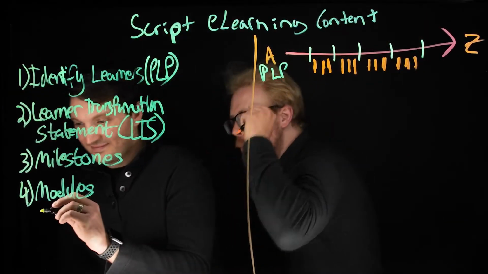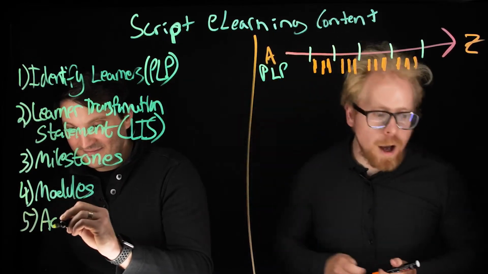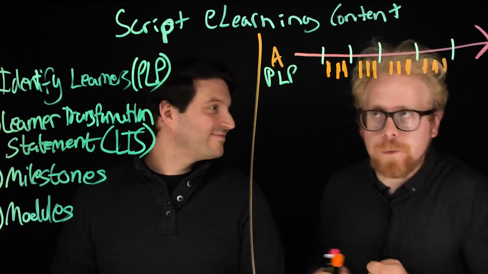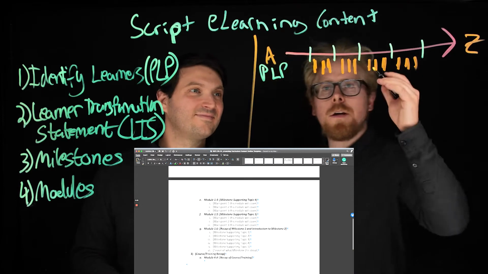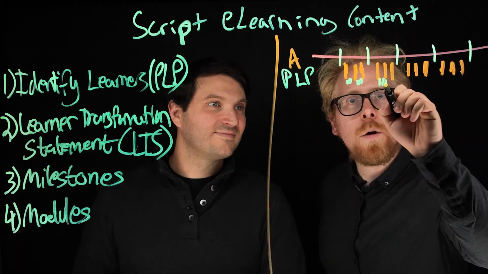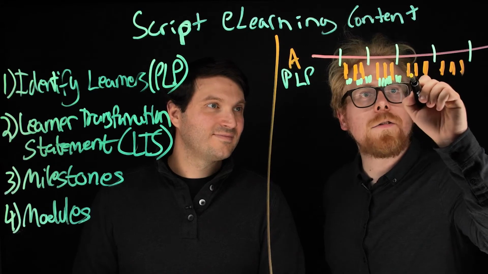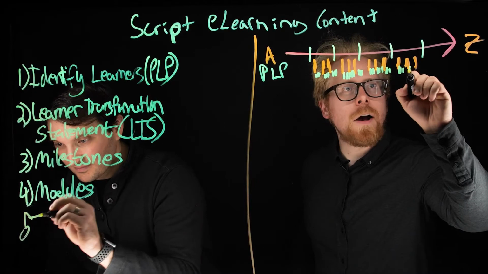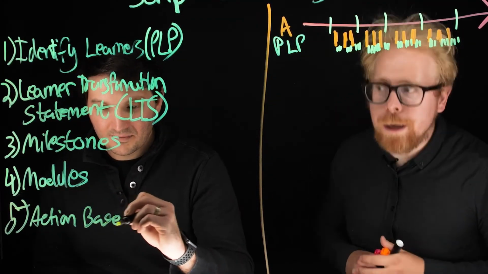Then what you're gonna do is break down those modules into action-based content. So you can see right here what this looks like from a scripting perspective. You have those milestones, you have those modules, and within those modules, you have the 3 main points that you're gonna cover. Now, within those 3 points, you wanna make sure that those 3 points are action-based. Your script needs to be action-based. If your script isn't action-based, don't bother creating the program.